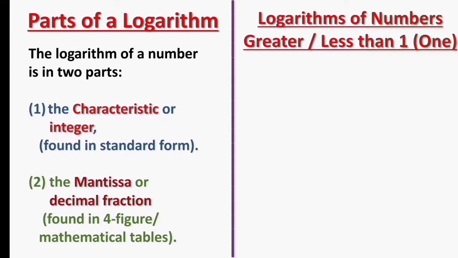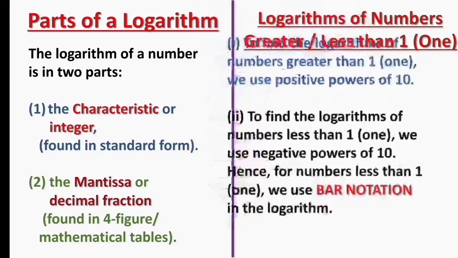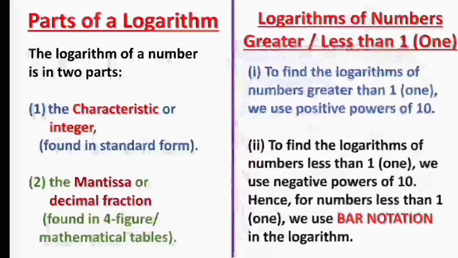Moving on, let's see the parts of a logarithm. A logarithm has two parts. The first part is the characteristic or the integer, which can be found in standard form, while the second part of a logarithm is the mantissa or the decimal fraction, which can be found in your 4-figure or mathematical tables. Looking at logarithm of numbers greater than or less than 1. To find logarithm of numbers greater than 1, we use positive powers of 10. While to find the logarithm of numbers less than 1, we use negative powers of 10. That means for numbers less than 1, we use the bar notation in their logarithms.